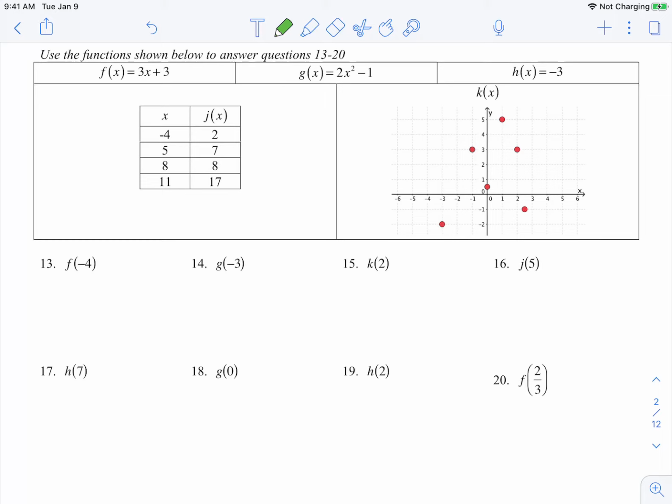So for 13, it says f of -4. So we're looking at our function f here. So f of -4, if I plug this in, we have 3 times -4 plus 3, -12 plus 3, which is -9.